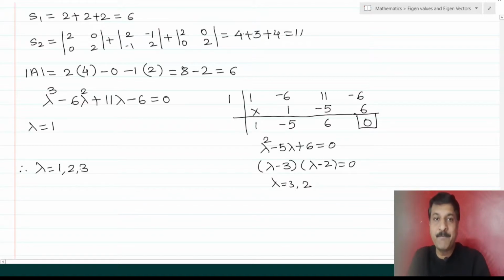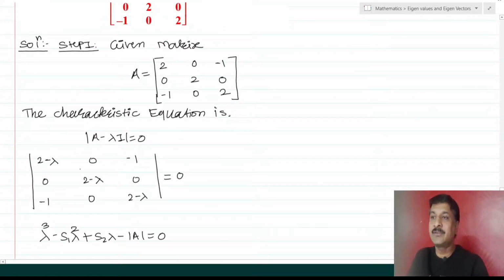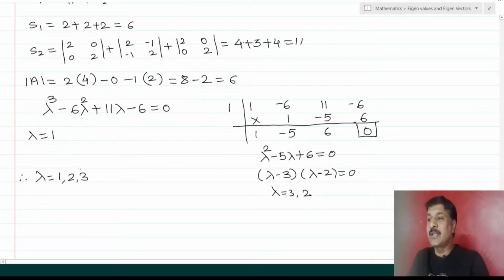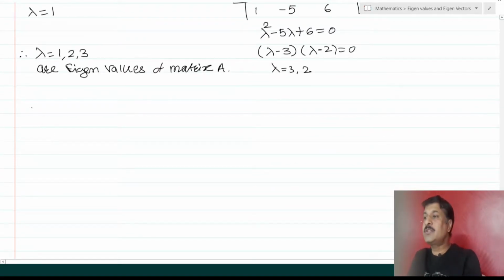So verify. How to verify? What is the addition? 3 plus 2 plus 1 is equal to 6, the same as the addition of the diagonal elements, 2 plus 2 plus 2, that is also 6. And the product is equal to the determinant. What is the product of 1, 2, 3? It is 6, and that is equal to the determinant, which means it is verified. So these are the eigenvalues of matrix A.